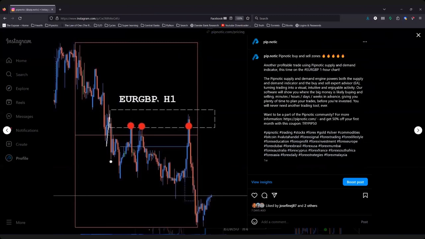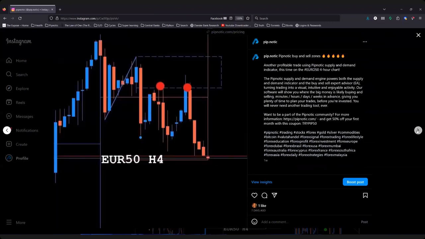Here we have another one, the Euro British pound. This area was qualified when this white dot was formed. About maybe 10 hours later, price came to the box to sell. We actually had 3 visits to it, and on the third one, we saw prices manage to move away.